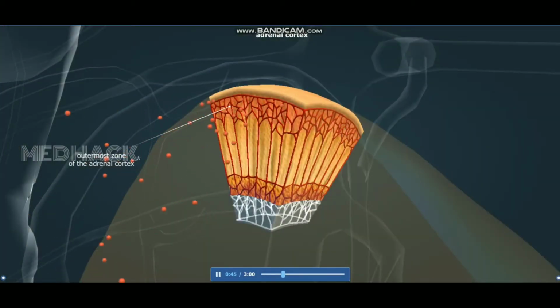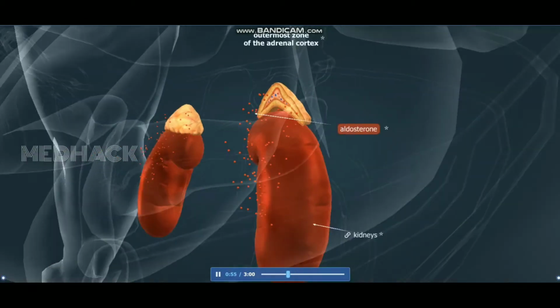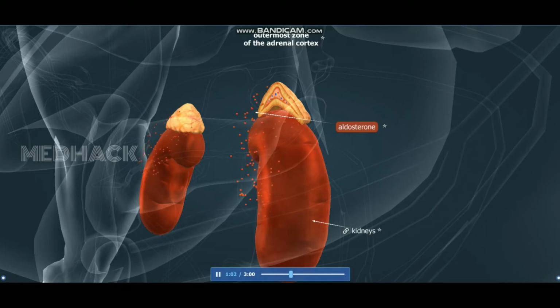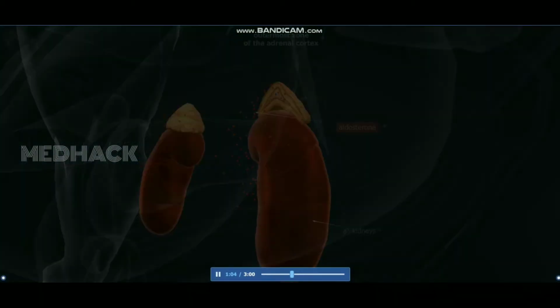The adrenal cortex consists of 3 zones. Each of the zones produces steroid hormones that play different roles in the body. The hormones produced in the outermost zone, for example aldosterone, regulate the sodium level in the blood by promoting the reabsorption of sodium in the kidneys.